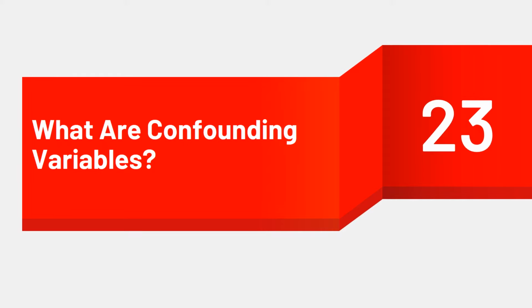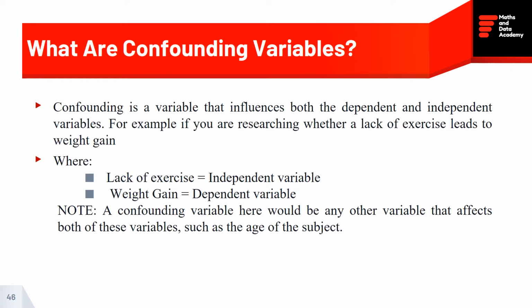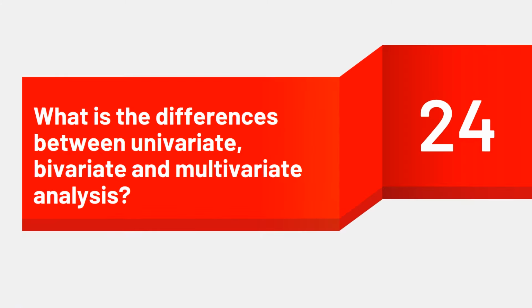What are confounding variables? Confounding is a variable that influences both the dependent and independent variables. For example, if you are researching whether a lack of exercise leads to weight gain, where lack of exercise equals independent variable, weight gain equals dependent variable. Note, a confounding variable here would be any other variable that affects both of these variables, such as the age of the subject.